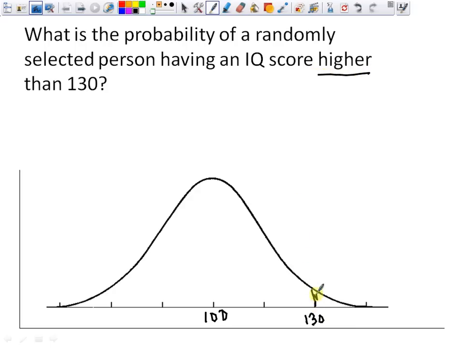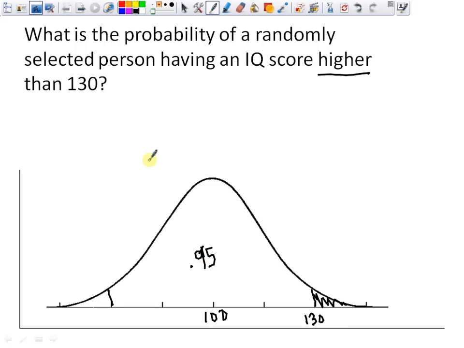So we're trying to find this part of the curve, which we can tell is less than half of the curve, so it's going to be less than 50% or less than 0.5. Well, we can use the empirical rule to get a better idea. We know that based on, again, the empirical rule, 95% of our data lies within two standard deviations on each side of the mean.